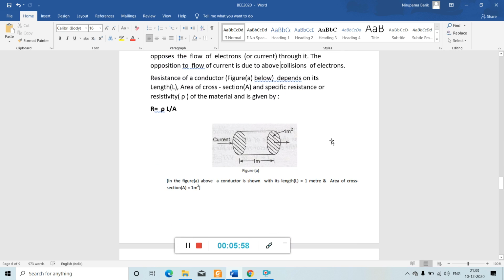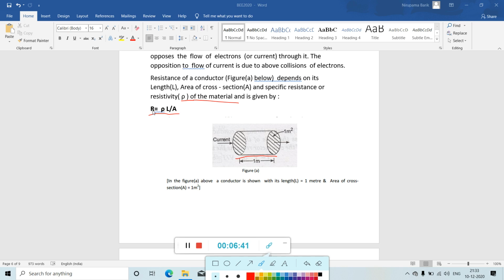as follows. See here, resistance of a conductor. This is one conductor cross sectional view. Resistance of a conductor depends on its length, represented by capital L, and area of cross section represented by capital A, and specific resistance or resistivity of the material, which is represented by the rho symbol. So resistance of the conductor depends on these factors. Then the resistance is given by R is equal to rho L by A.